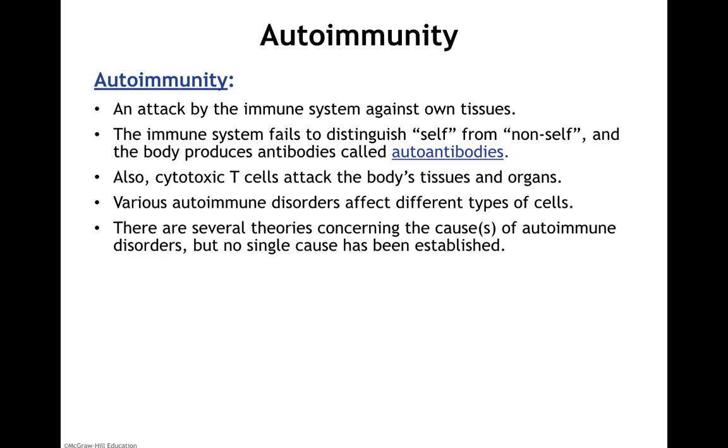Autoimmunity is when your immune system attacks itself. The body fails to distinguish self and non-self, and produces antibodies called autoantibodies or cytotoxic T cells that attack tissues and organs. There are various autoimmune disorders that affect types of cells. We've talked about some with each system we've talked about. We'll talk about more with each system we come to. There are lots of theories on how autoimmune disorders happen, but we do not have any single causes established.